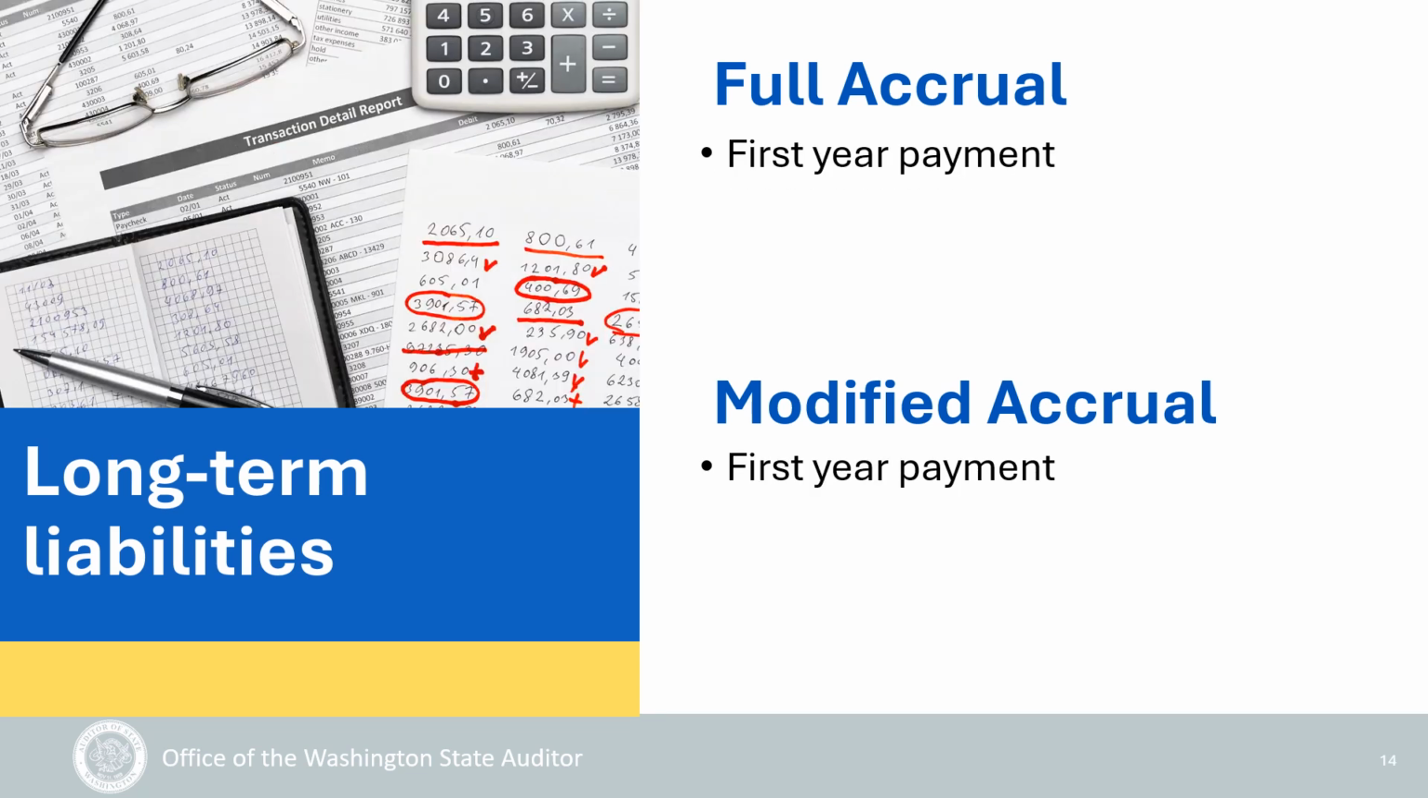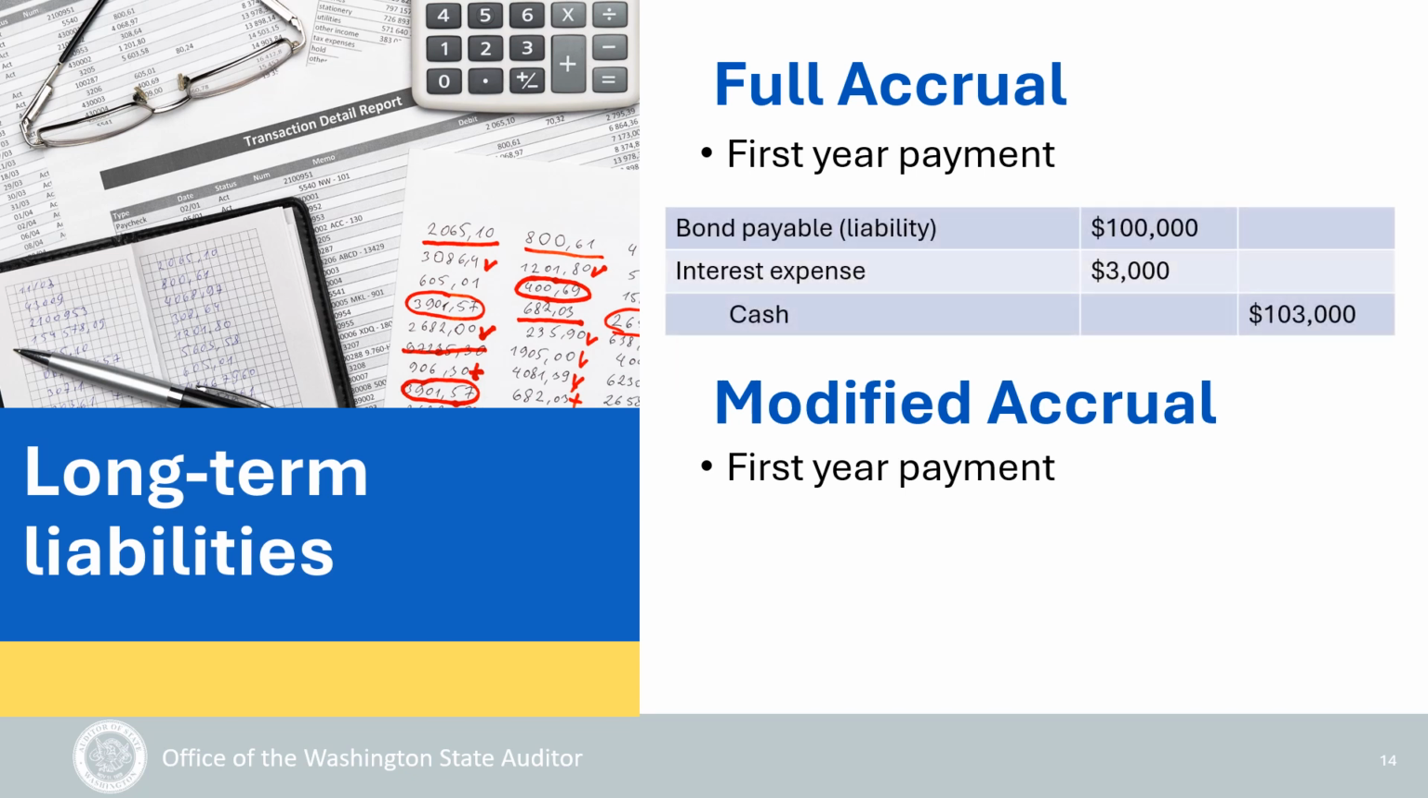Now a year has gone by, and we need to make a payment on this bond. Under full accrual, we recorded a liability. When we make a principal payment on the debt, it reduces that liability. To reduce the liability, we need a debit. We also pay interest on long-term debt, so we have interest expense to record as well, which is another debit. The credit to cash is the full amount of the payment, the principal plus interest.